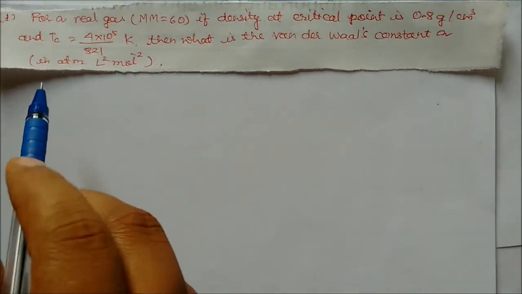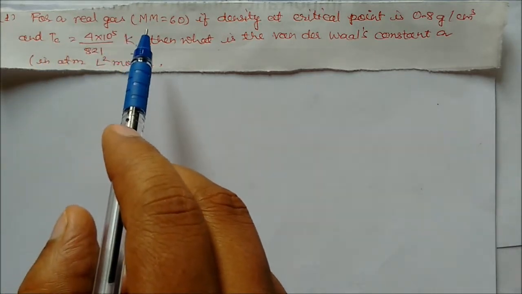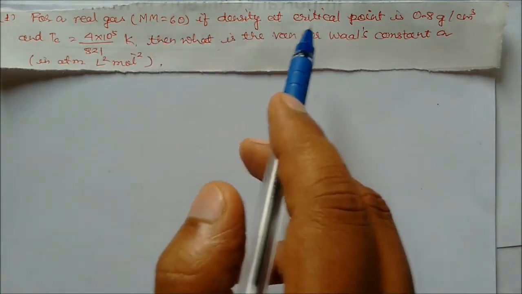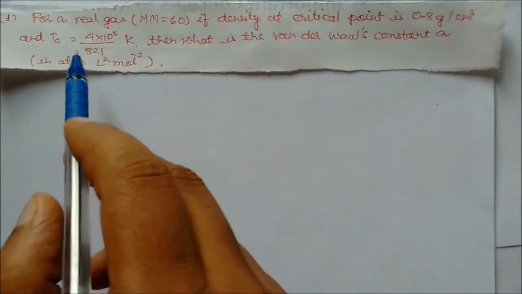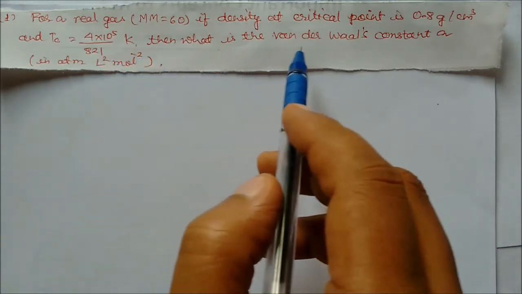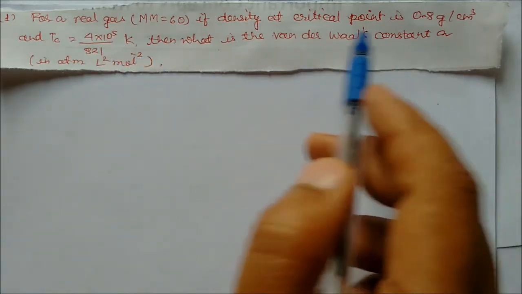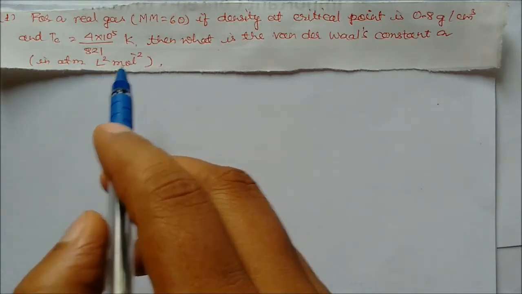Let us see some problem based on van der Waals equations. So this is the question. For a real gas, molecular mass is 60, density at critical point is 0.8 gram per centimeter cube, and critical temperature is 4 into 10 power 5 divided by 821 Kelvin. Then what is the van der Waals constant A in atmospheric liter square per mole square?